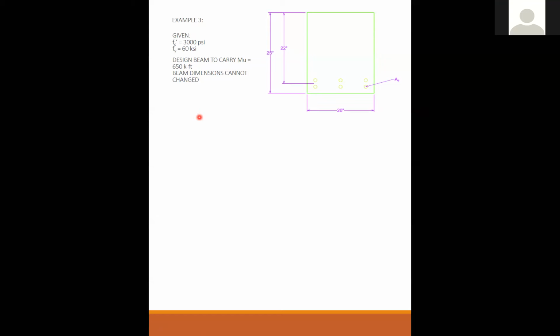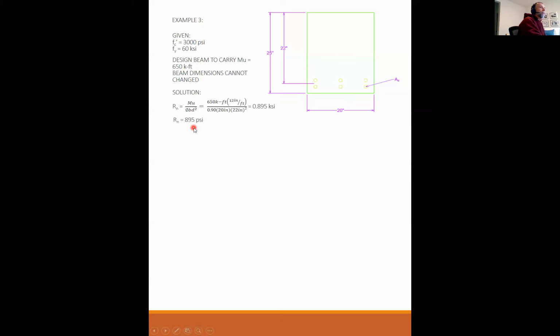Okay, perfect. Okay, so for our solution, for all design problems where we don't know the area of steel, we're going to start off by figuring out our Rn index, where we put in Mu over phi b d squared. Again, everything in this problem is defined, so we just put in b and d squared, and we get 895 psi.